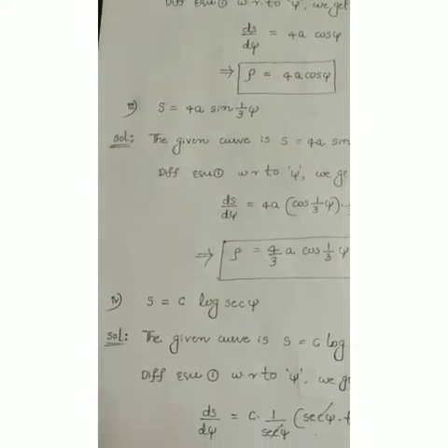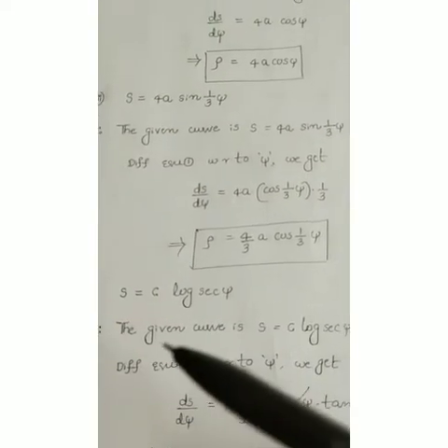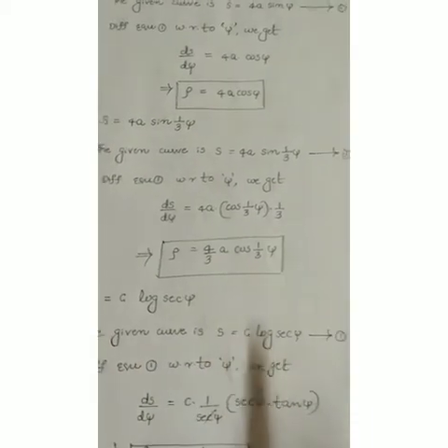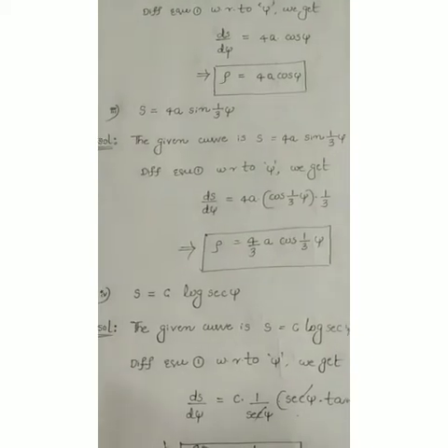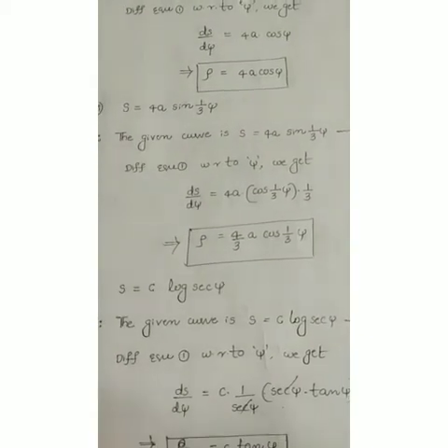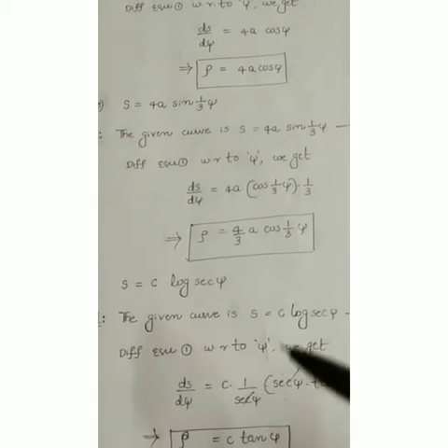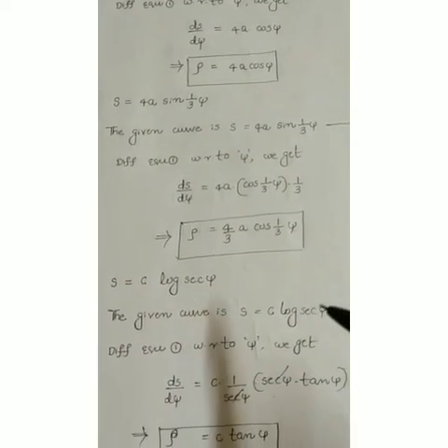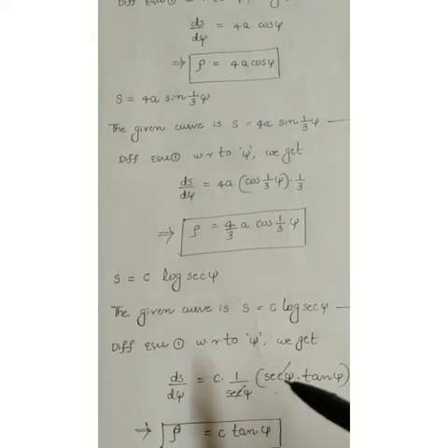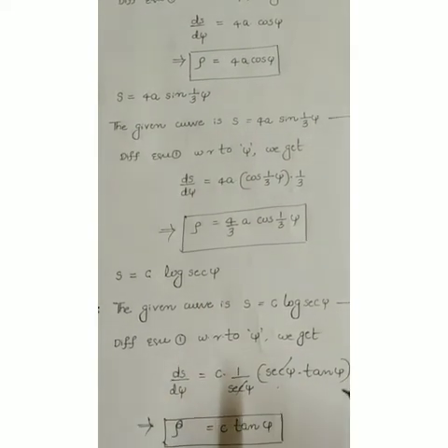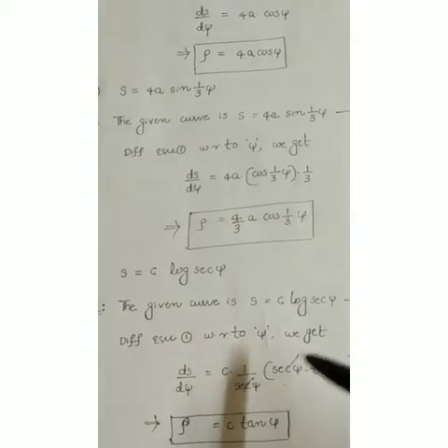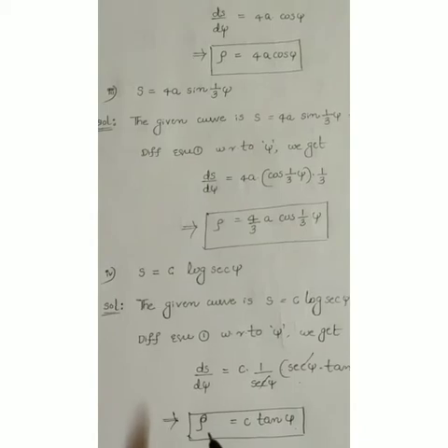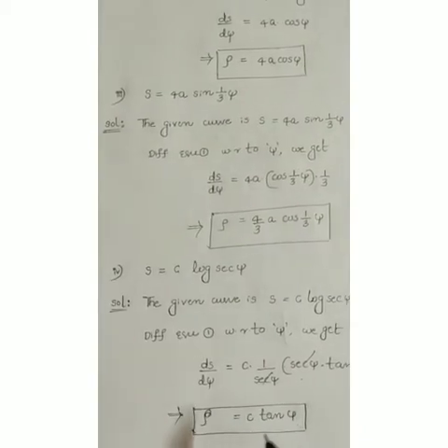Next problem, s equal to c into log of sec psi. So here the given curve is s equal to c into log secant psi. This is equation number 1. Now differentiating equation 1 with respect to psi, we get ds by d psi equal to c into 1 by, differentiation of log x is 1 by x. So here we get 1 by secant psi. And differentiation of secant x is secant x into tan x. So here we get secant psi into tan psi. So here secant psi gets cancelled, remaining c into tan psi. This is the radius of curvature. Rho equal to c into tan psi.